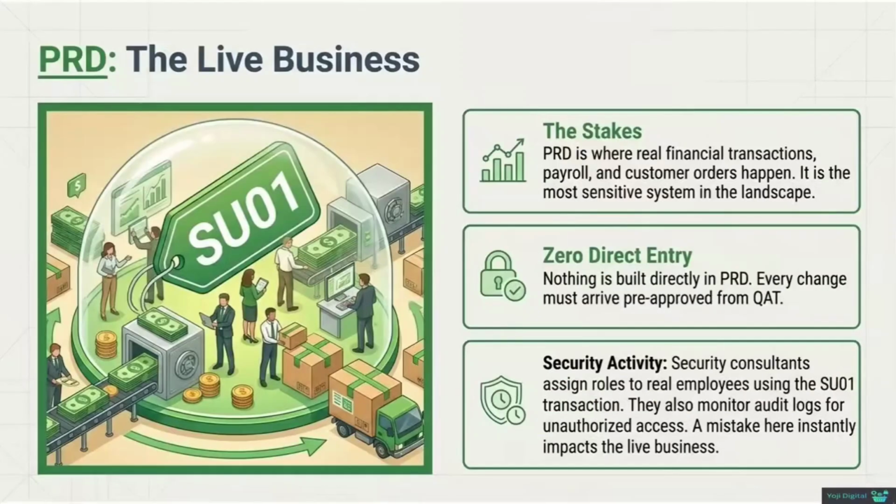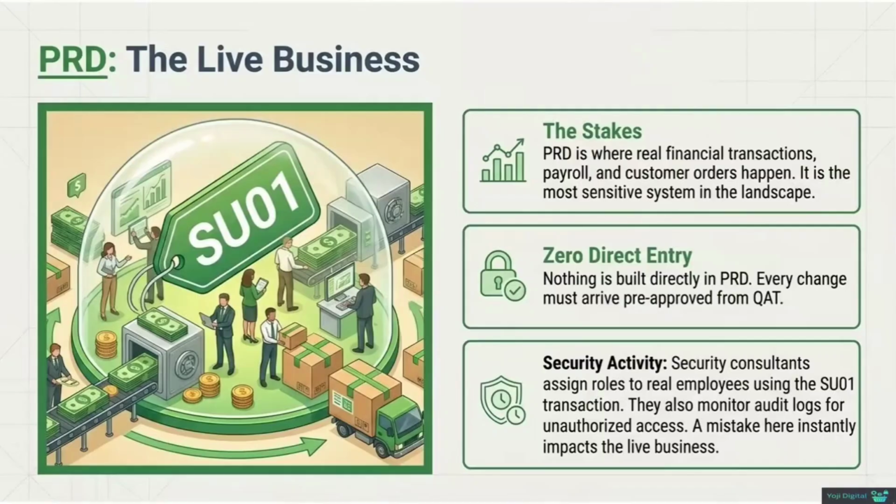The third system is production. Production is where real business runs. Real employees log in here every day. Real invoices are posted. Real salaries are processed. Real customers' orders are managed. Production is the most sensitive system in the entire landscape. A mistake here directly impacts the business. If a user gets wrong access in production, they might see confidential data they should not, or perform actions they are not supposed to. This is why the rule is absolute.